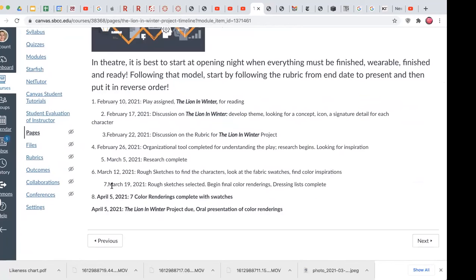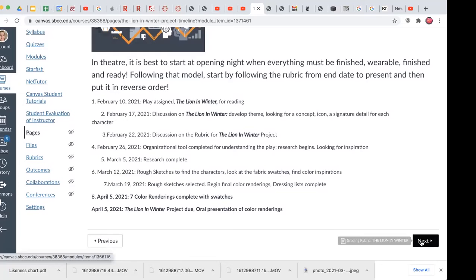Here are the dates. By last Friday, you were doing rough sketches to find the characters. You are continuing your rough sketches so that on Wednesday, you should have 7 good rough sketches for me because we're going to start working with color. I'm giving you deadlines, although you're going to be turning this in at one time. You will be having your rough sketches. You'll have your color renderings. You'll have your dressing lists, your fabric swatches, and everything when you turn this in.